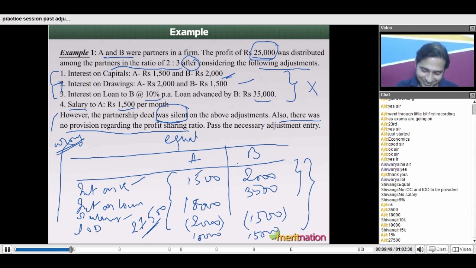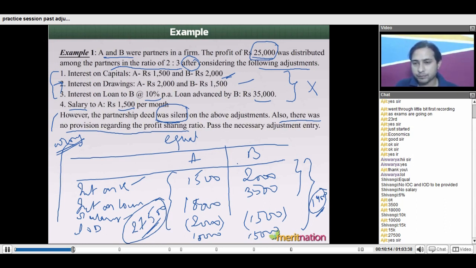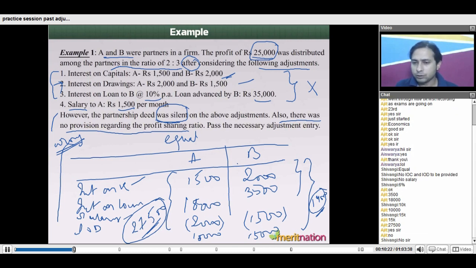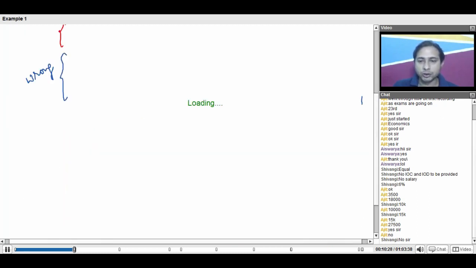Then let's calculate this side. It is 5,500 minus 1,500. That is 4,000, and 15,000. That is 19,000. So you see, this is what A has received wrongly, and this is what B has received wrongly. So is this point clear till now? Any problem? Aisha, Shivangi, Sanjana? No? Fine. Now let's proceed to the solution.